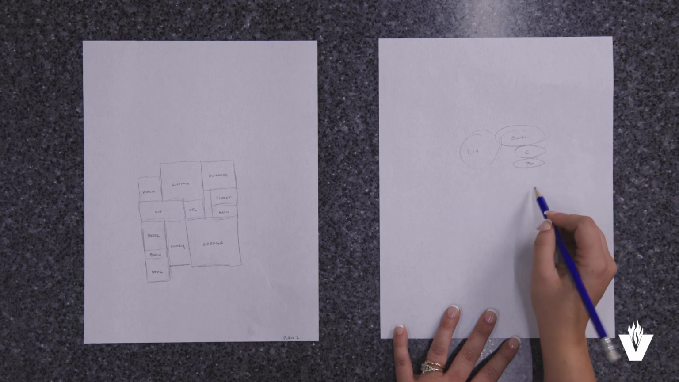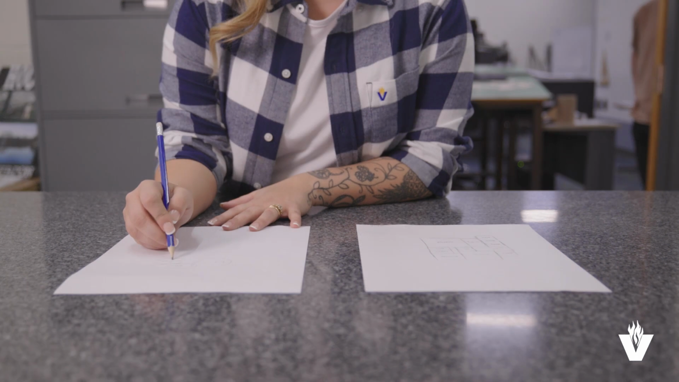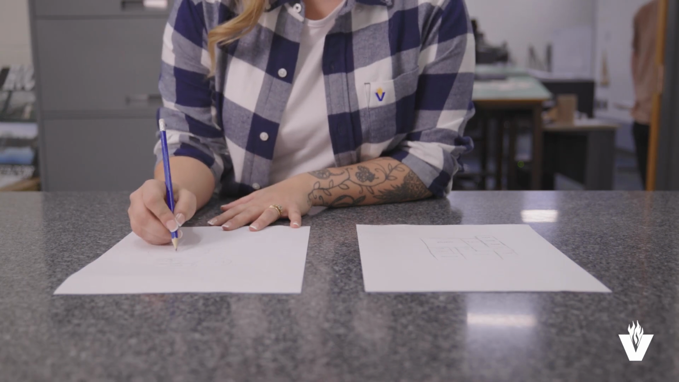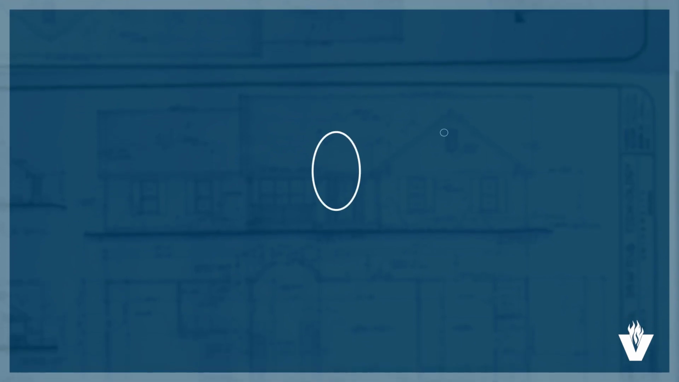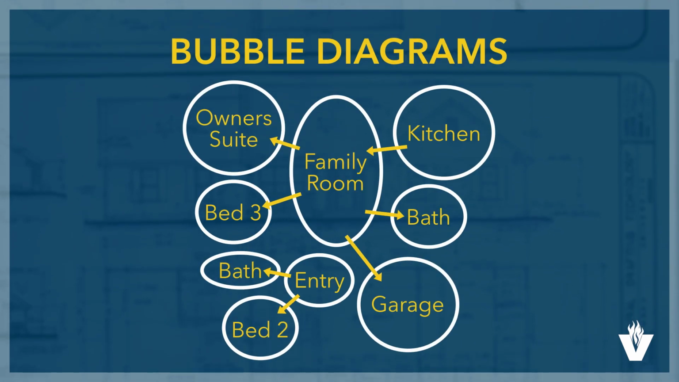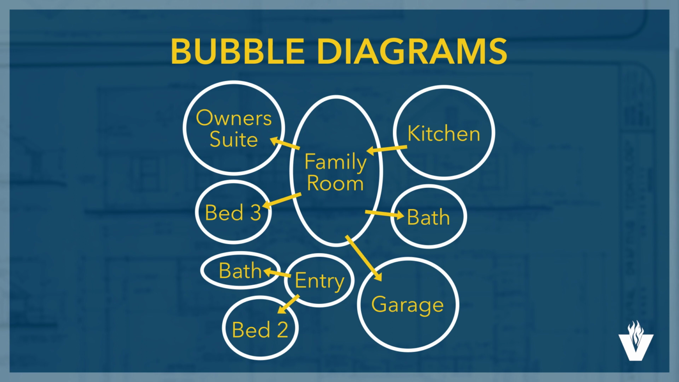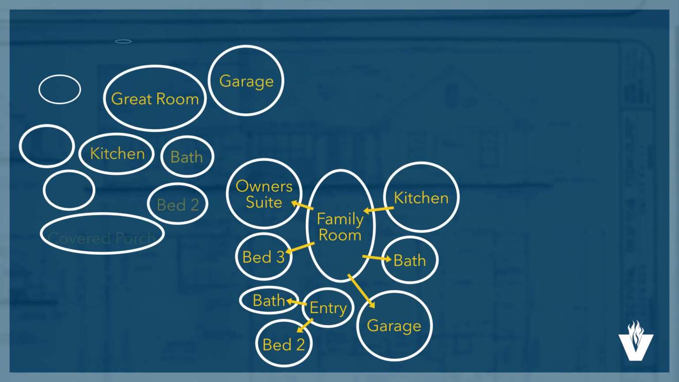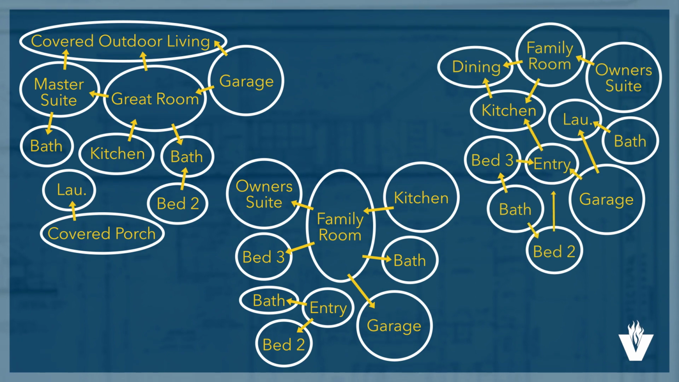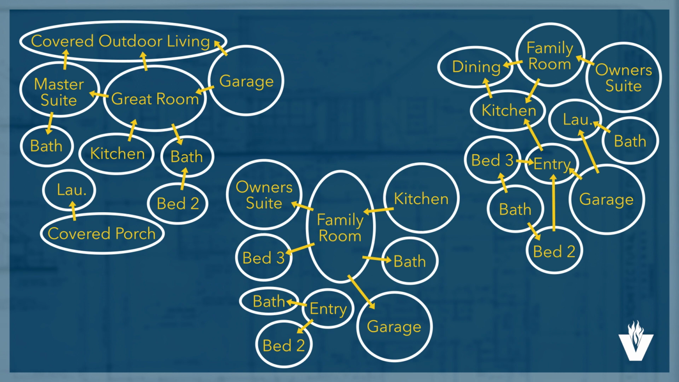A bubble diagram is a freehand sketch or computer-generated drawing that uses bubble shapes to represent rooms and spaces in the home. The bubble diagram serves as a basis for the design and provides a way to evaluate spatial relationships. A series of sketches are typically made during this phase to plan room locations and spaces based on a site analysis.